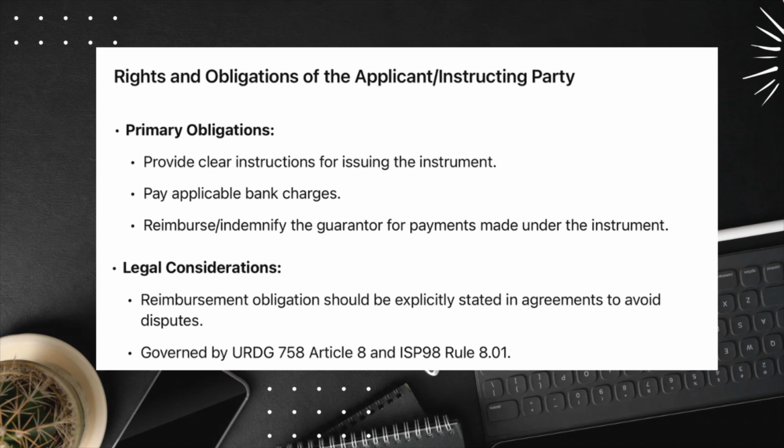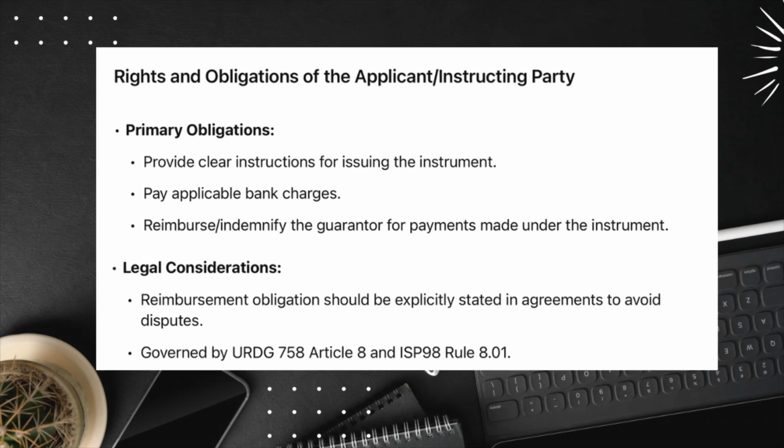Let's see them in more detail. The primary obligations of the applicant or the instructing party are as follows: first, to give instruction to the guarantor, counter-guarantor or issuer of the instrument regarding the terms of the instrument. Article 8 of URDG 758 lists the information to be covered in this instruction. Second, to pay such bank charges as may be applicable. Third, to reimburse or indemnify the guarantor, counter-guarantor or issuer of the instrument for the sum that may be paid to the beneficiary under the instrument.